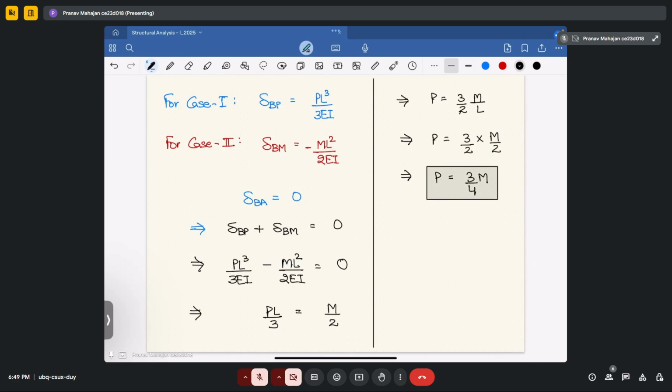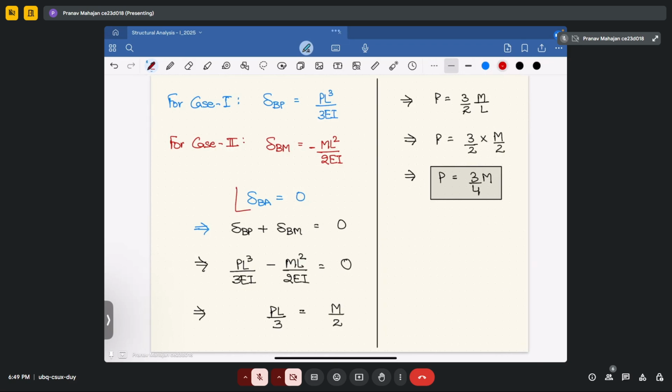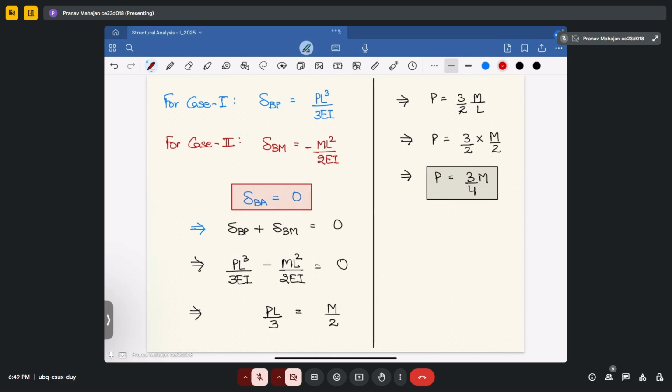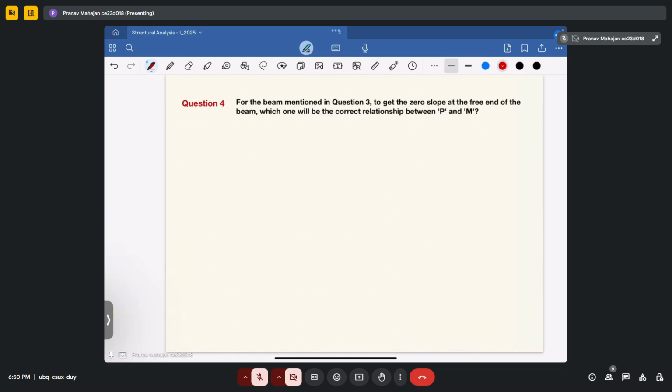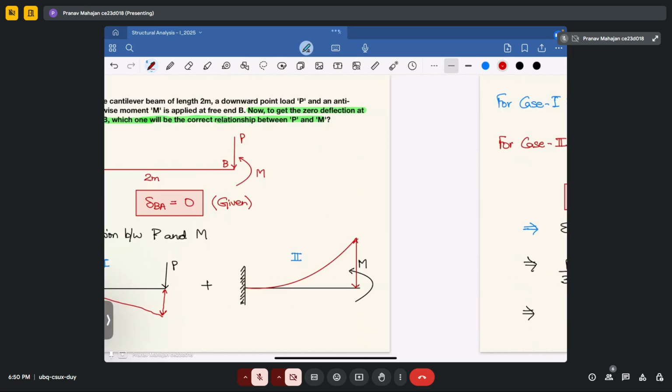Now you have determined the relationship between P and M when you have one standard result given to you, that the deflection at B with respect to A is 0. Now let's solve another problem. The next question tells you, if the same beam that you have utilized in the previous question, in that case, if you want to get the slope also at the free end equal to 0, now you have to find the correct relationship. So suppose this same beam is there.